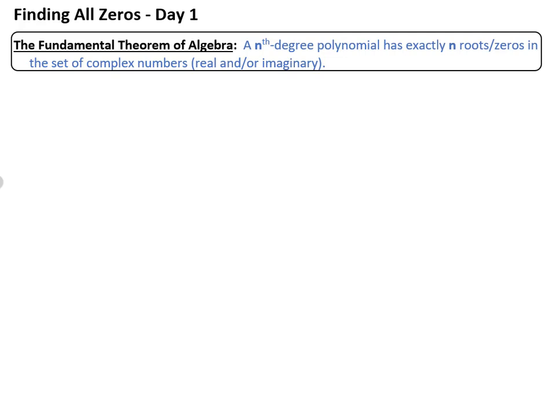That sounds pretty important, and it kind of is, but it's actually probably one of the easiest to understand. It says an nth degree polynomial has exactly n roots or zeros in the set of complex numbers. Which, remember, complex numbers include real and or imaginary, or the ones that are half real, half imaginary. So our complex numbers.